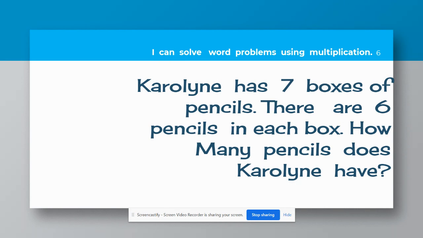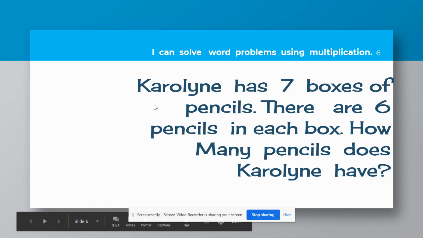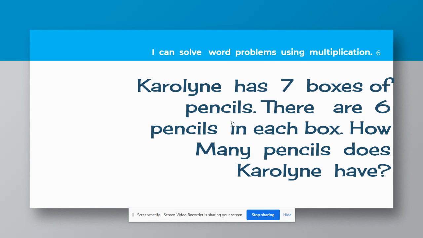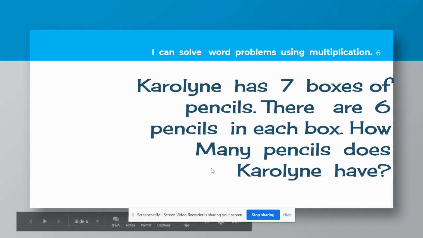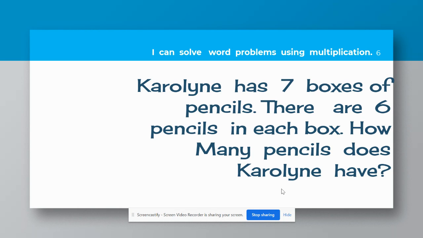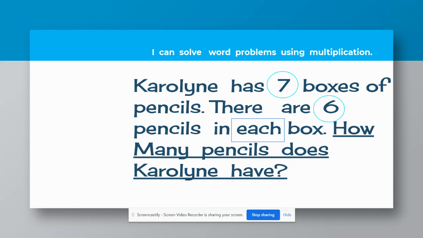But this is going to be our first problem today. I can solve word problems using multiplication. The problem says: Caroline has 7 boxes of pencils. There are 6 pencils in each box. How many pencils does Caroline have? Oh, come on, guys. This is super simple. What we need to do first is circle the numbers, underline the question, and box the words that are going to help us solve this problem. And this is what we got.